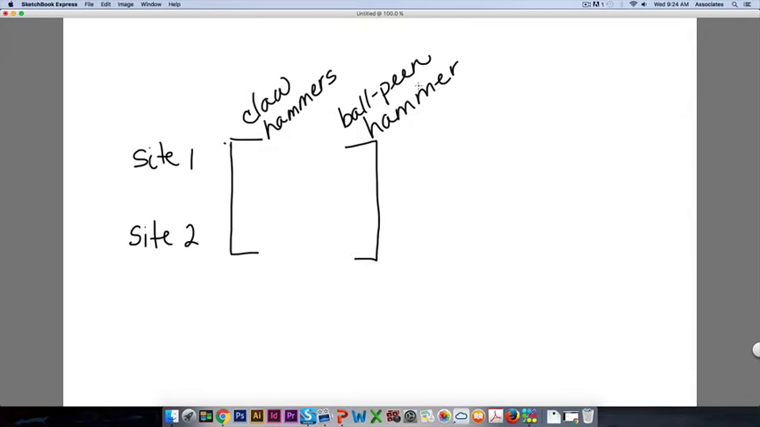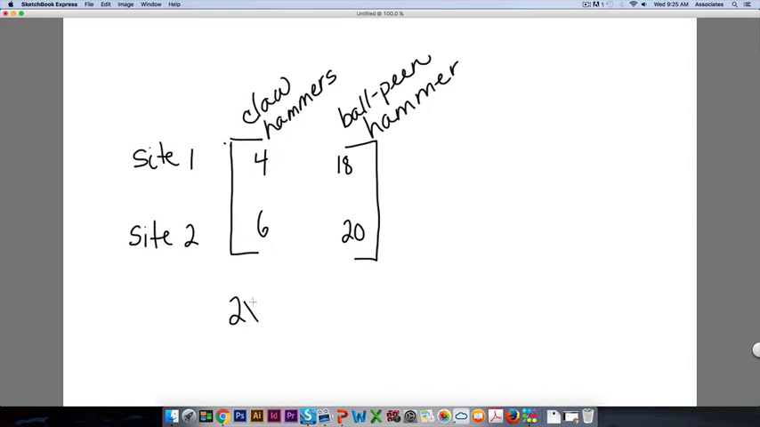And I still looked through the information. It said we ordered 4 claw hammers for site 1. We ordered 6 for site 2. We ordered 18 ball peen hammers for site 1 and 20 for site 2. Notice by labeling them, either answer is going to be perfectly okay. The matrix is still the same size.